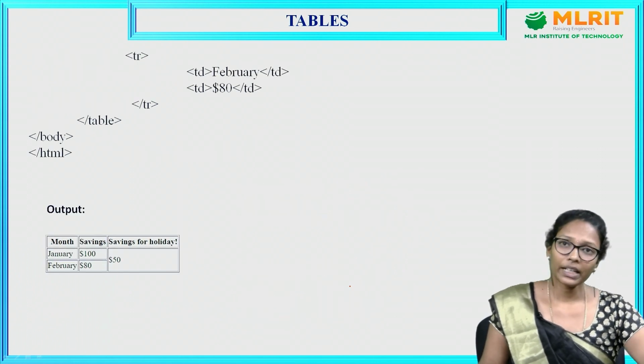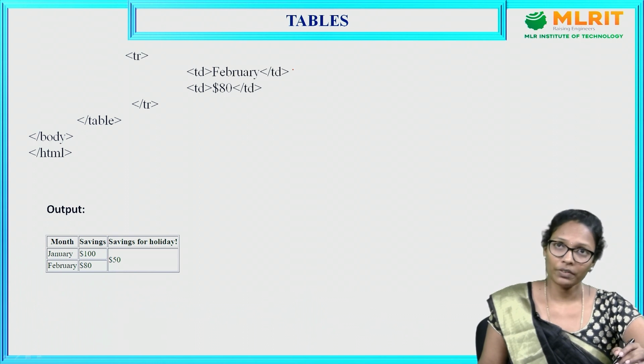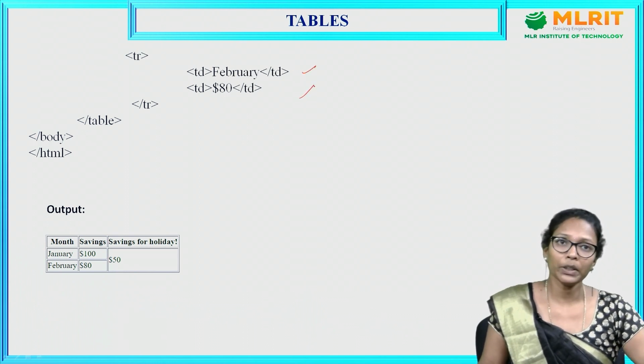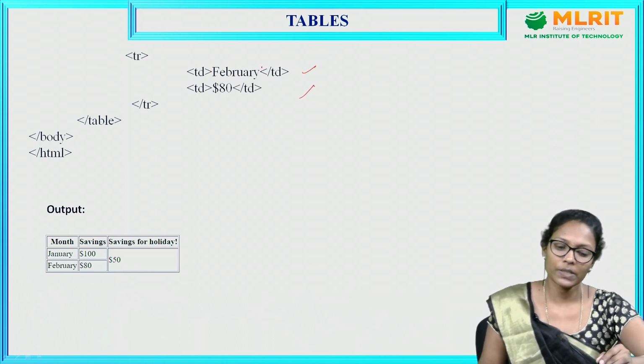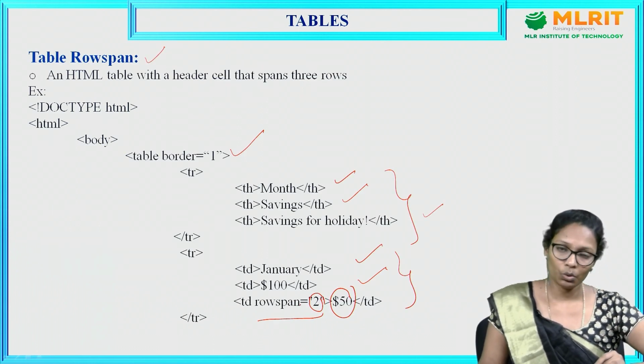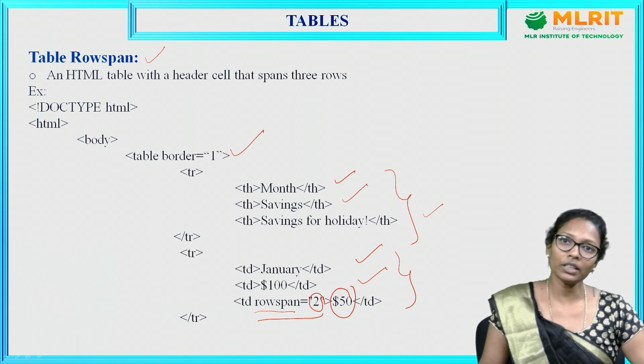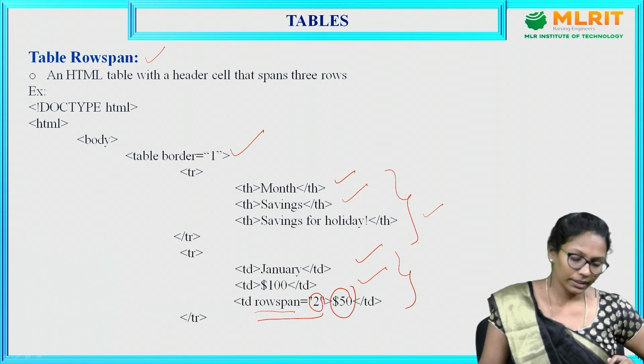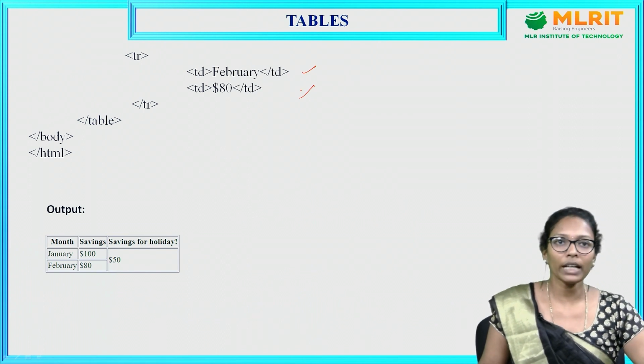And I have created one more row also. But if you observe here, in this row, I just added 2 columns only. One is February and the other one is 80. Why? Because in the previous row, I have just merged the 2 rows. That means the second row and the third row will be merged. That's why in the third row, you're not specifying that column specifically.